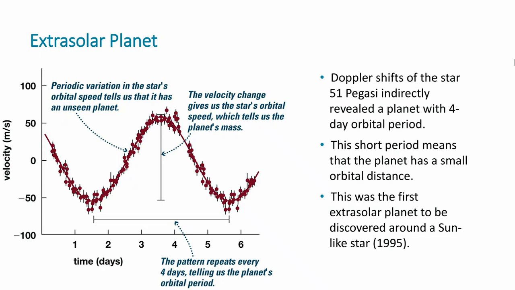So once you have the period of something's orbit, you can use Kepler's laws to figure out what mass must be causing this orbit. And so using this technique, we can actually figure out the mass of the exoplanet that's causing the star's motion. And the first exoplanet that we found using the radial velocity method was back in 1995.